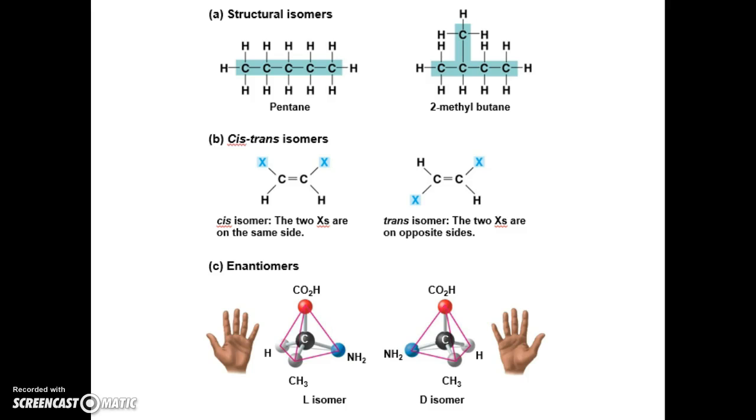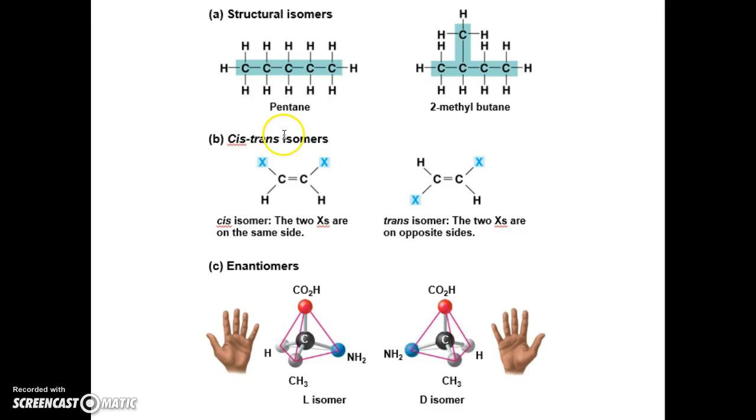So you need to be aware of the different types of isomers, and there are basically 3 types that we'll focus on. The first is a structural isomer. Structural isomers have different covalent arrangements of their atoms. So they have different bonding patterns, and they look different. You can see the difference in these top 2, the pentane and the 2-methylbutane.